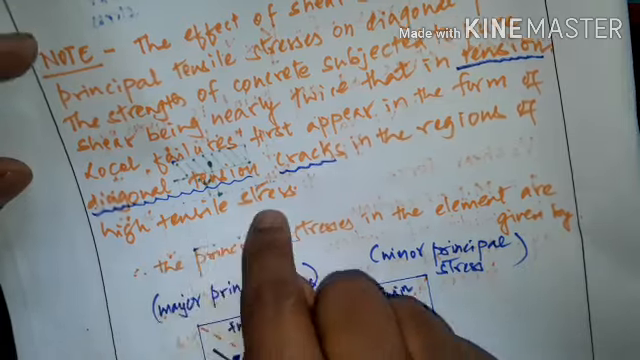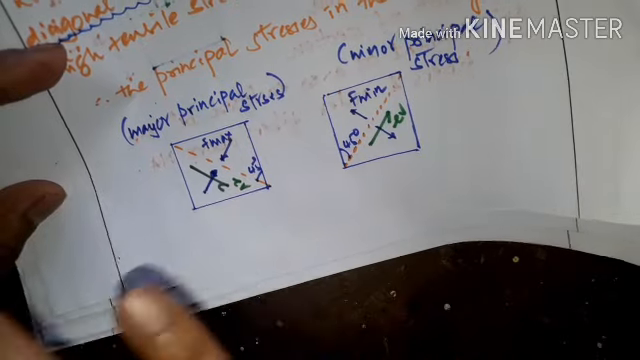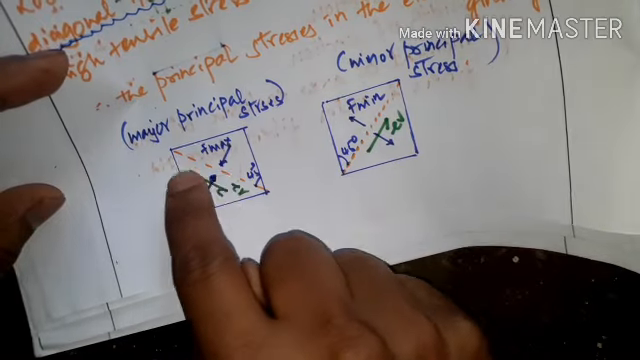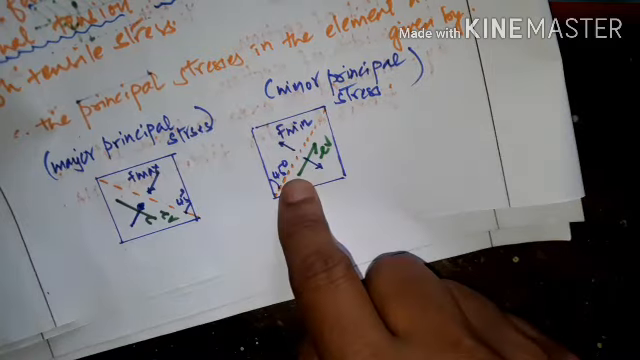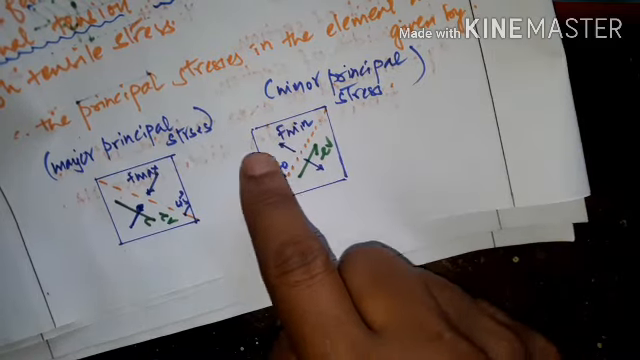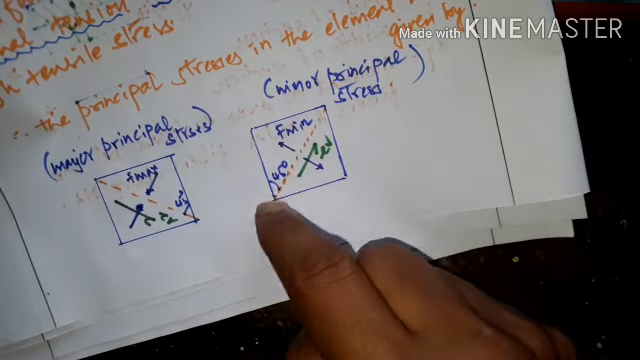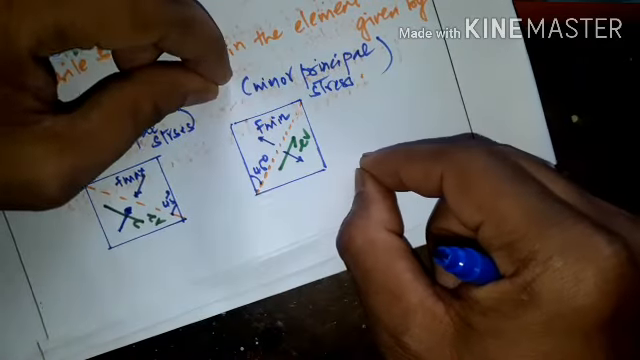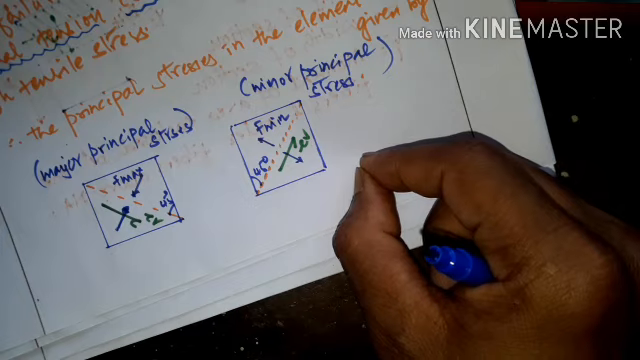Here F maximum is compressive, so we don't have any problem for compression because concrete is strong in compression. We don't have any problem here for the major principal stress. But the problem is for the minor principal stress. F minimum acts about the diagonal plane and it will develop tension from both sides, which will develop the local diagonal tension cracks.